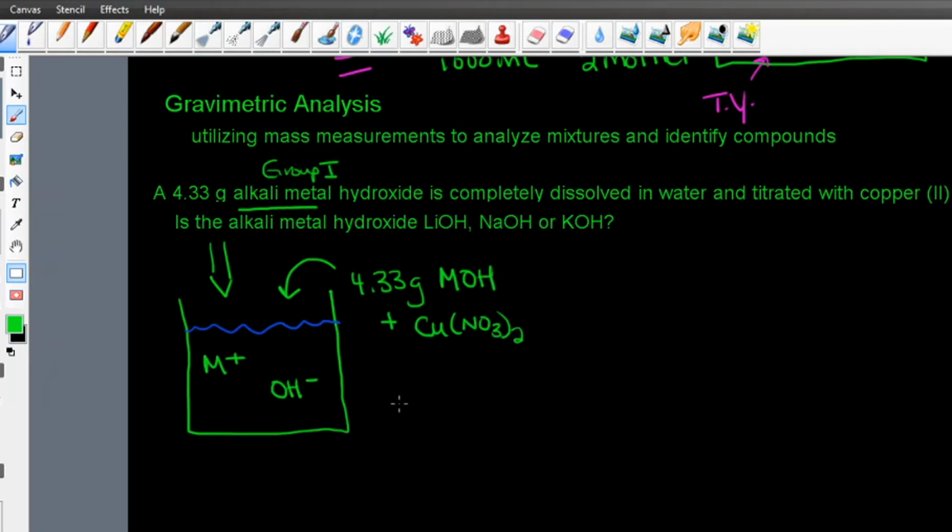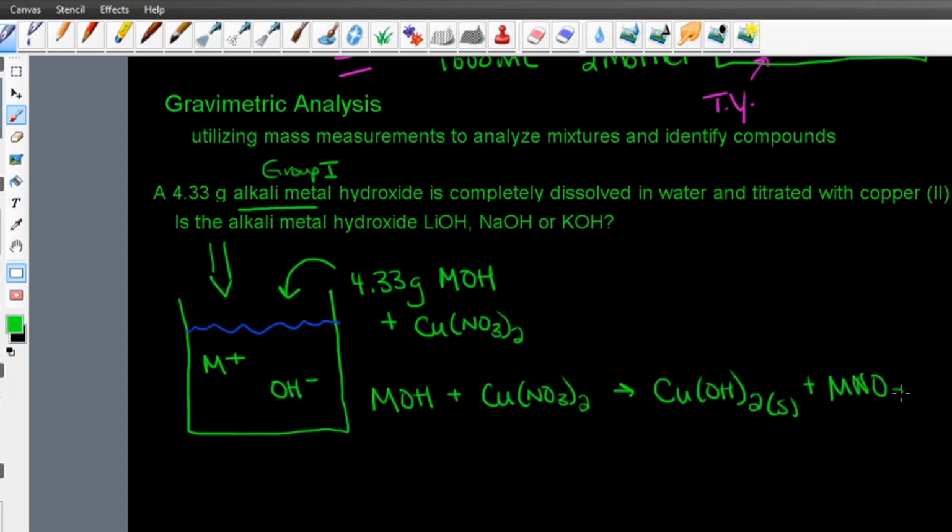So maybe I should just start writing the reaction. Maybe that'll help. MOH plus Cu(NO3)2. All right, so this looks like a double replacement reaction where I'm going to get some Cu(OH)2. That's the precipitate they were talking about. And whatever that metal nitrate is, M+ NO3-, because I know it's an alkali metal, that's going to be soluble. Okay, so there's my reaction.